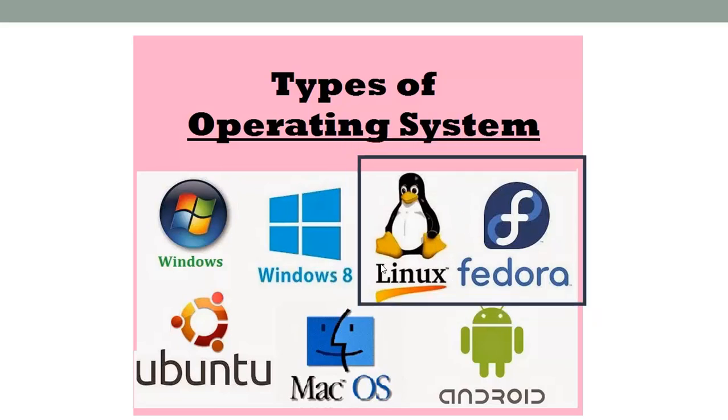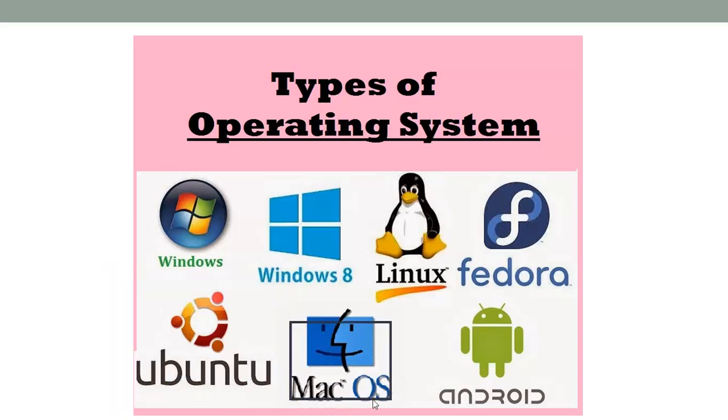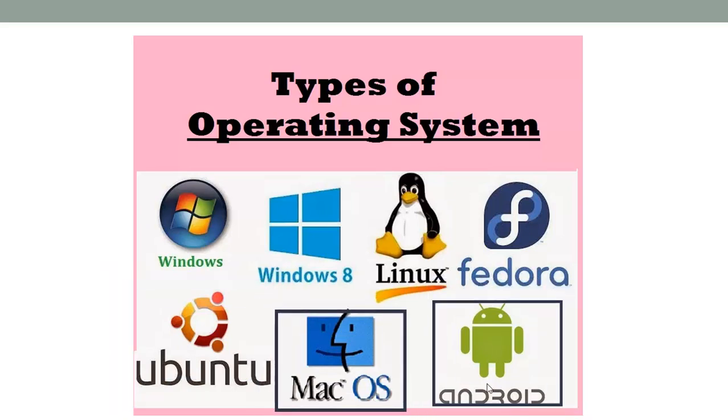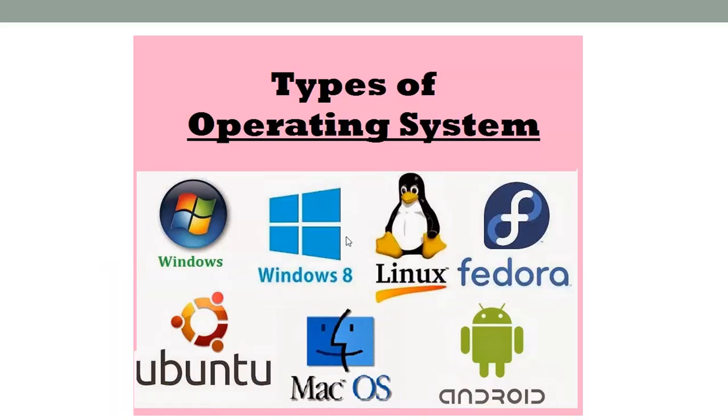We also have Linux, Fedora, Ubuntu, Mac OS and Android. Of course, in most laptops we use Microsoft Windows, and in mobile devices we use Mac OS, or now it's called iOS, and Android. Those are the two most popular operating systems that we use for cell phones or mobile devices. But for laptops we can use Windows, Linux, Fedora and Ubuntu.